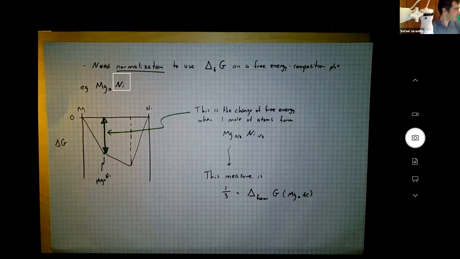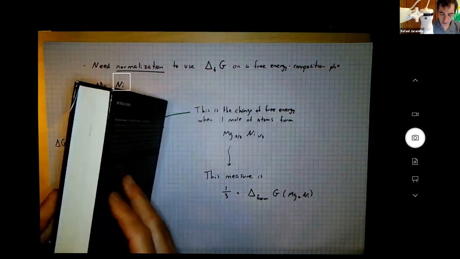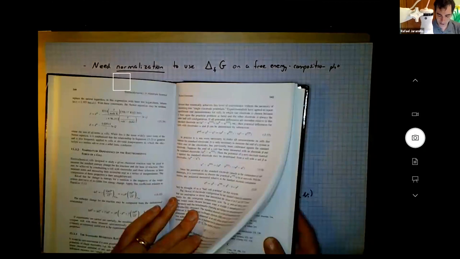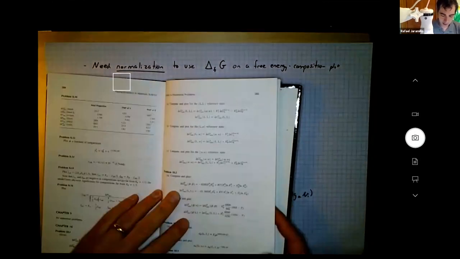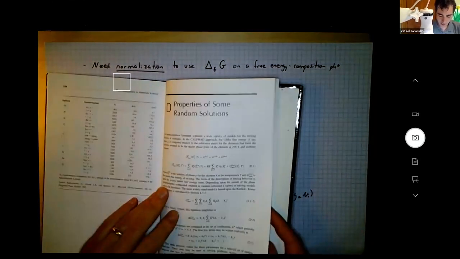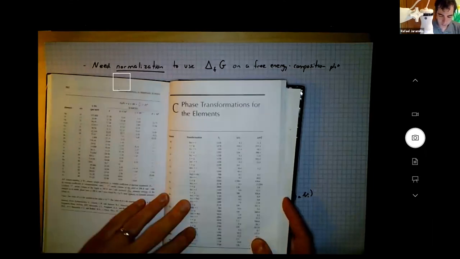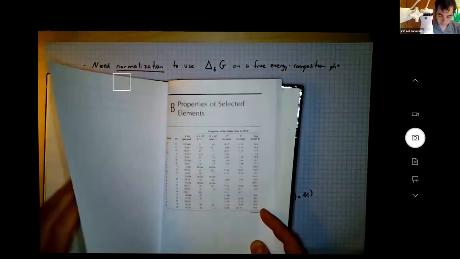It's easy to mess up when you're trying to do a free energy composition diagram, when you're trying to model a system, and you go to the textbook or you go to the databases and you look at formation energies of compounds. And the formation energies of compounds are listed per mole of compound, right?